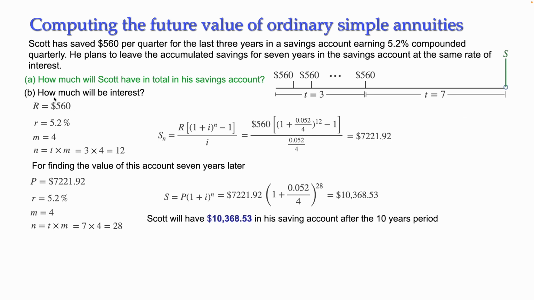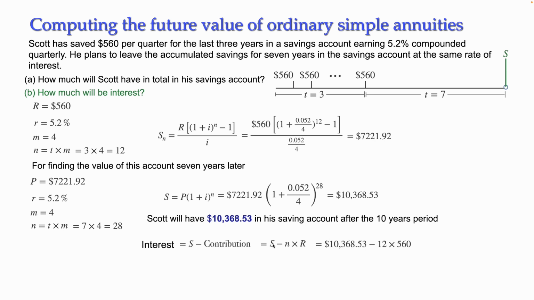For answering question B, how much will be the interest? It will be the future value, the amount at the end, minus the contribution of Scott. But Scott has contributed only 12 times $560. So you can say that the interest will be equal to the future value minus the contribution, or better, the future value minus n times R, where n is the number of payments and R is the amount of the payments.